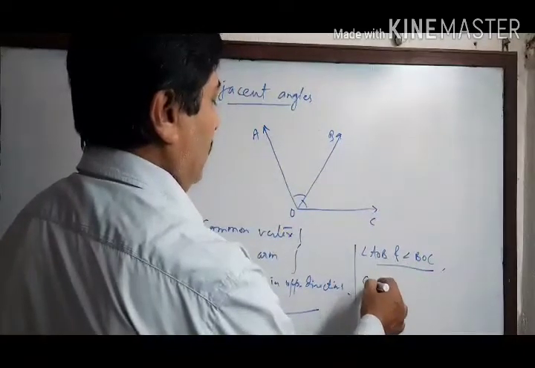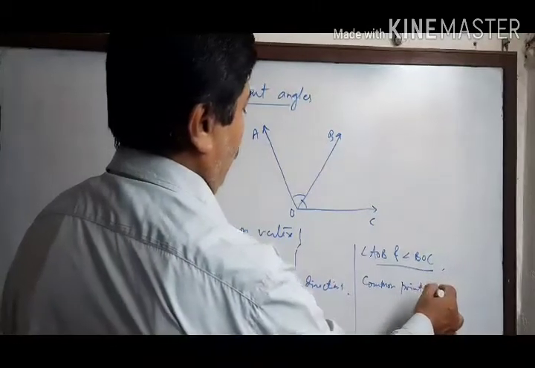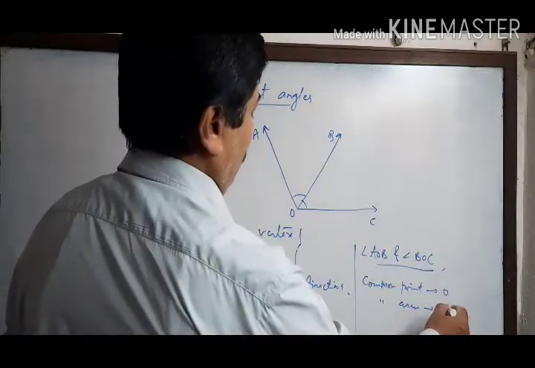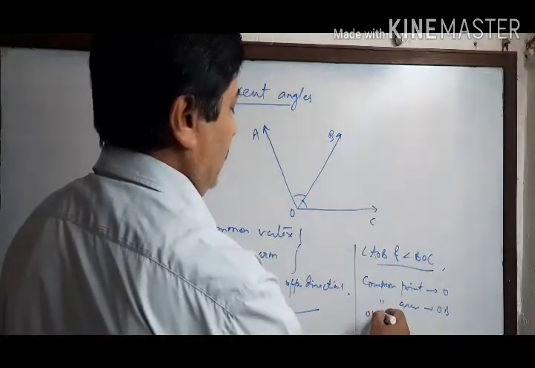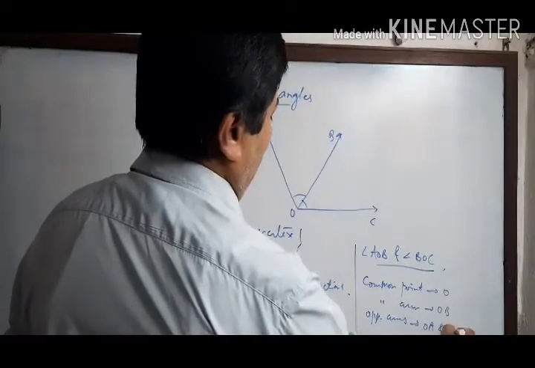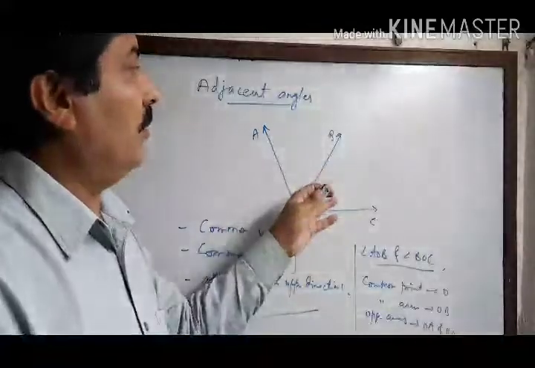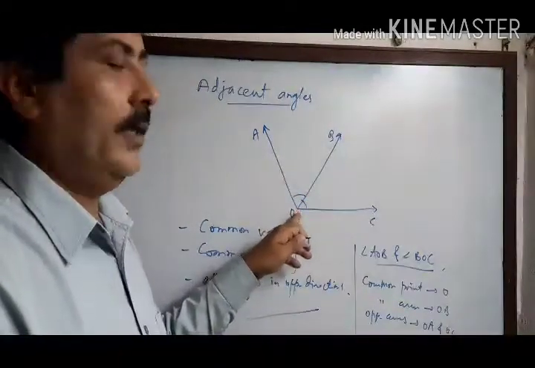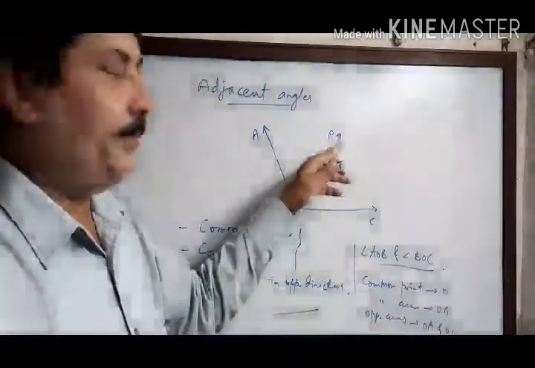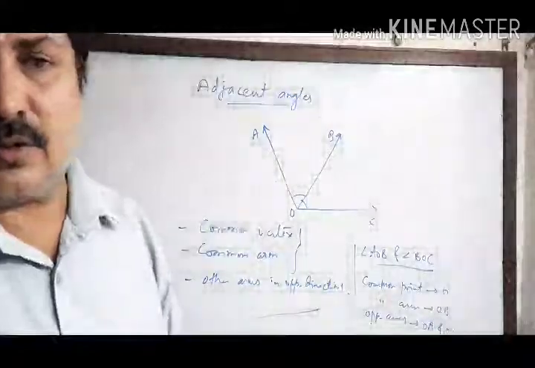What do they have? Common point O, common arm OB. Then opposite arms, you have OA and OC. So such angles are called adjacent angles. Wherever you find both angles being formed at the same point, one arm of both angles being the same line, and other arms in opposite directions, they are adjacent angles.